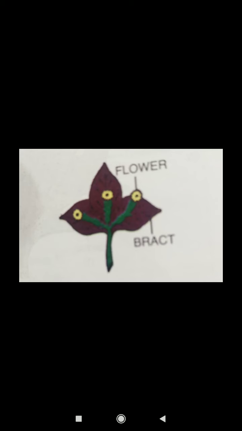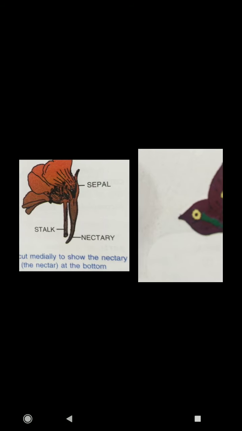Here you can see the bracts arise in the axil of the leaf-like structure, and they are green from the bottom, and they are colored also. This is the flower of bougainvillea. Sometimes the bracts are easily mistaken as petals. The actual flower in this case is small and somewhat cylindrical and attached to the inner side of the bract. I hope you understand.